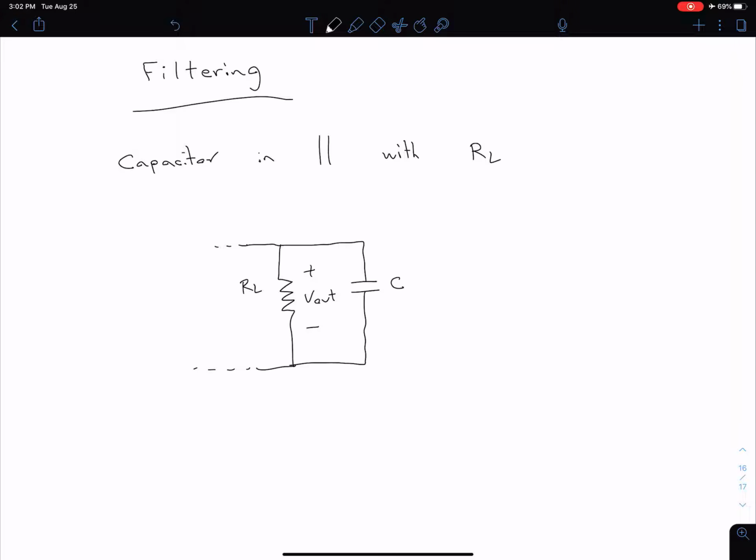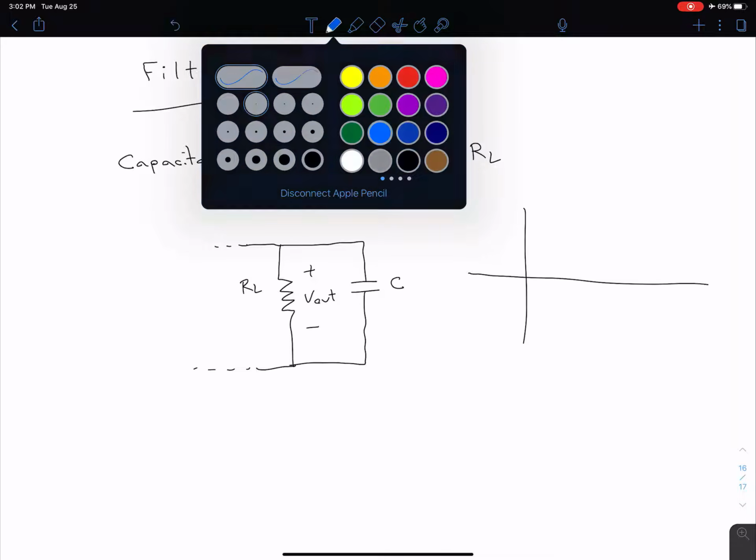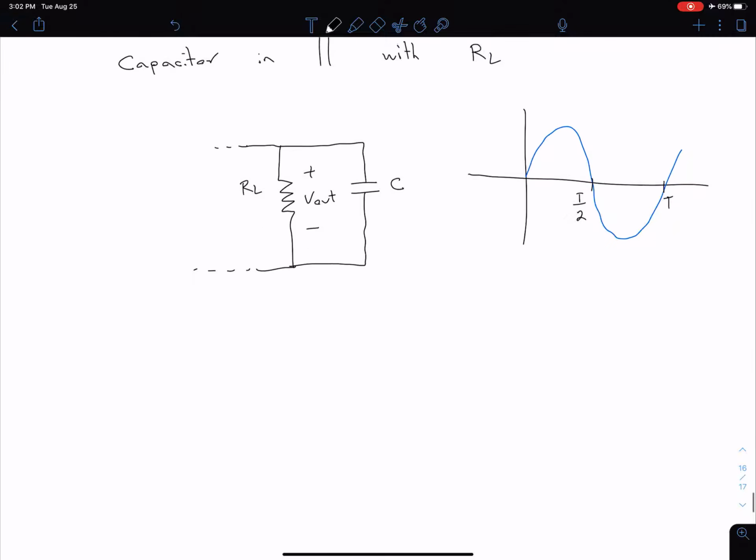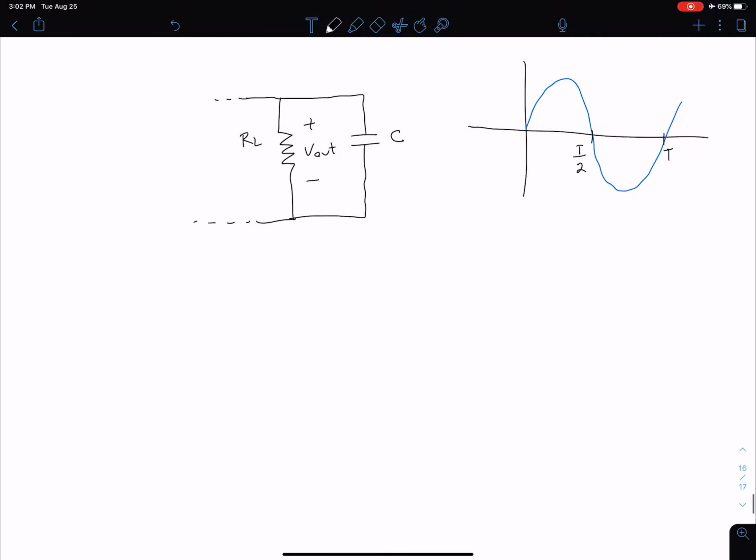Well, let me first sketch what we're looking at in terms of our input waveform. So we've said before our input waveform maybe looks something like this. So we have the sinusoidal wave, and we have our period. This is T over 2. This is T, so this is our input. And now what our output would look like if we did not have our filter capacitor.